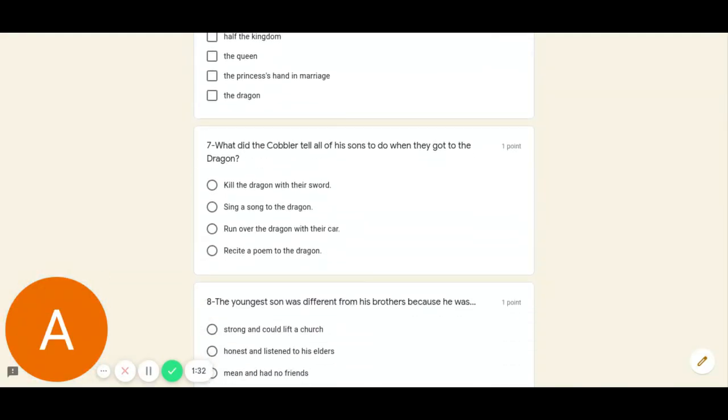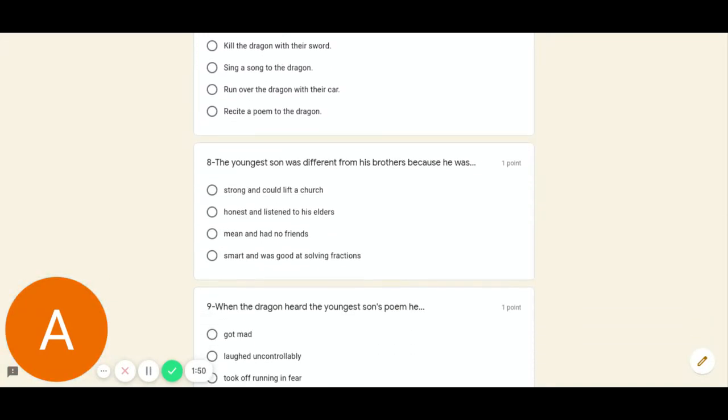Number 7. What did the cobbler tell all of his sons to do when they got to the dragon? Kill the dragon with their sword, sing a song to the dragon, run over the dragon with their car, recite a poem to the dragon. Number 8. The youngest son was different from his brothers because he was strong and could lift a church, honest and listened to his elders, mean and had no friends, smart and was good at solving fractions.